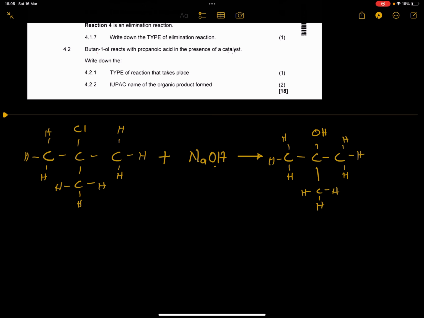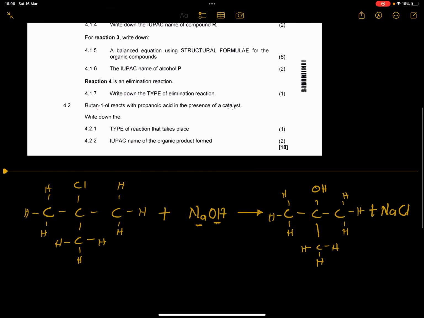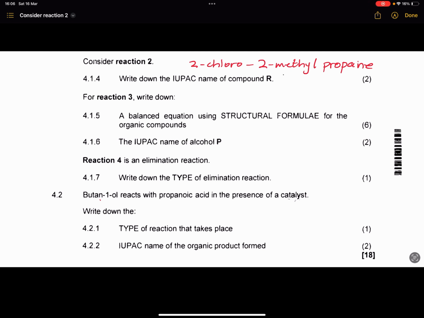Now, please remember what has happened. The hydroxide ion substituted chloride, and now we're left with sodium with the chloride ion, which means our byproduct in this case would be sodium chloride. I hope that makes sense. Right, so that is how the cookie crumbles there. So let's go on to the next one.